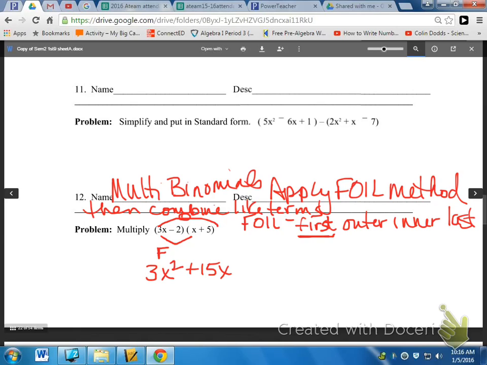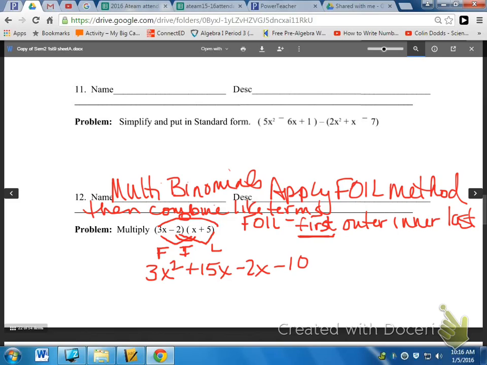Inner, if I look left to right across those four terms, the two on the inside, or the two inner, would be negative 2 and x, so negative 2x. That's my inner. And my last would be the last term in each parentheses, which would be the negative 2 and the 5. That's my last, the last one in each. And what is negative 2 times 5? Negative 10. So I have multiplied with the FOIL method, first, outer, inner, last, and then combine like terms.